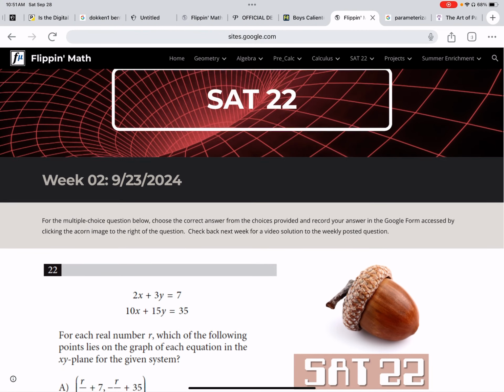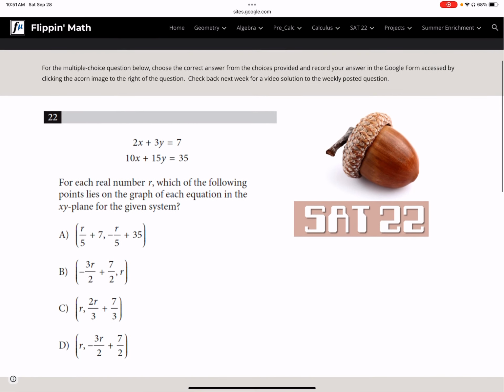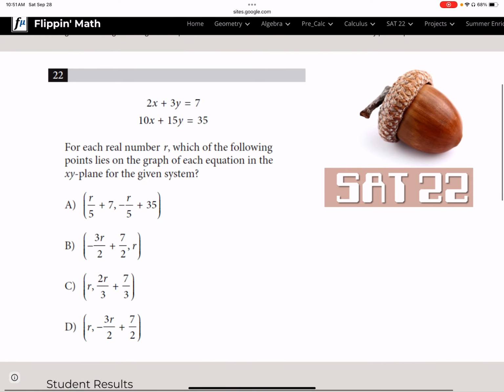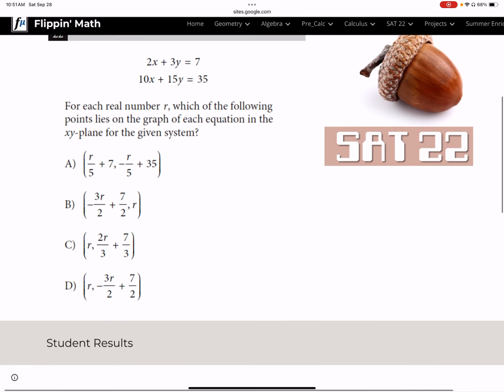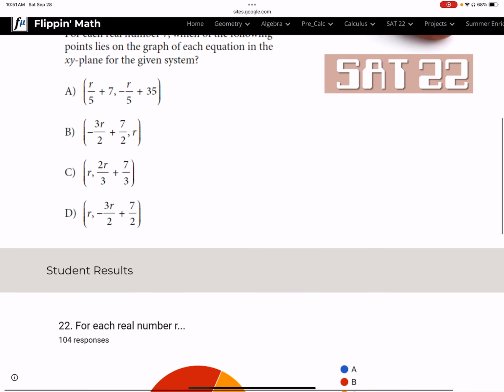All right, here's our week 2 SAT question, and we have ourselves a system of equations: 2x plus 3y is equal to 7, 10x plus 15y is equal to 35. For each real number r, which of the following points lies on the graph of each equation in the xy plane for the given system? And then there's our answer choices.